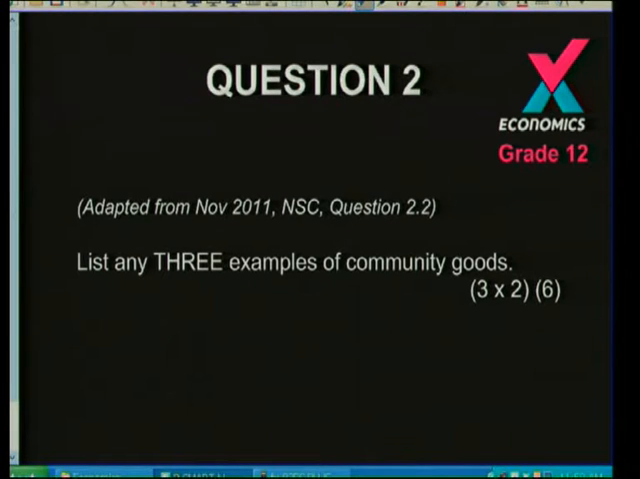Moving on to question 2. List any 3 examples of community goods. Now, community goods would be those goods that the community will benefit from. For instance, the infrastructure in the specific area. For instance, hospitals that are made available, street lights, schools that are made available to the people. You can mention any 3 of those. The important thing is that no one will be excluded from these services.